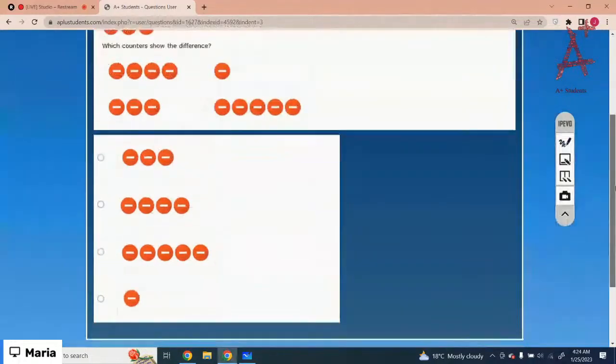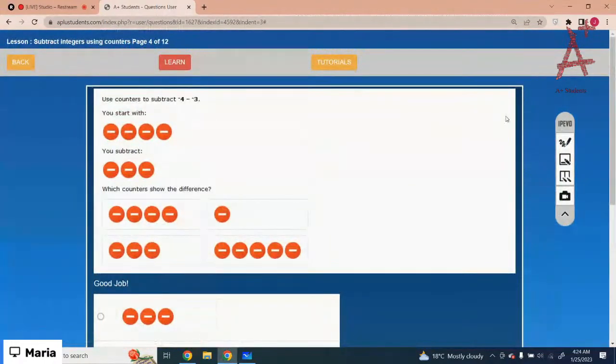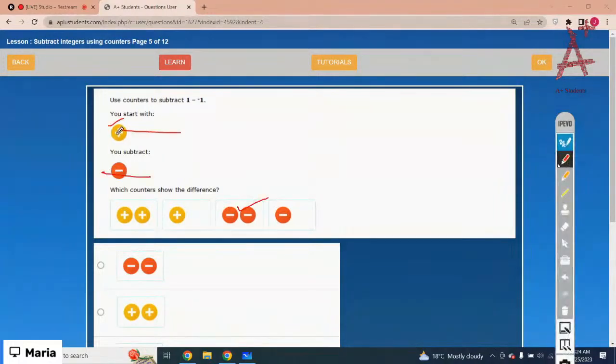So the correct option is this is the correct option. Okay, the next one is 1 minus 1. So in the first group, you just have one positive counter. Got it? So you need the one negative counter. So add a negative counter, and to make the balance, add in a positive counter as well. Negative and negative cancel out each other, and you are left with two positive counters. Got it? That would be the second option is the correct one.